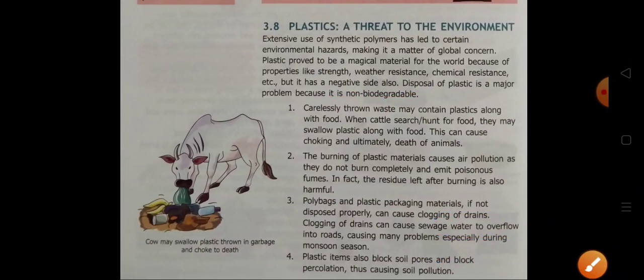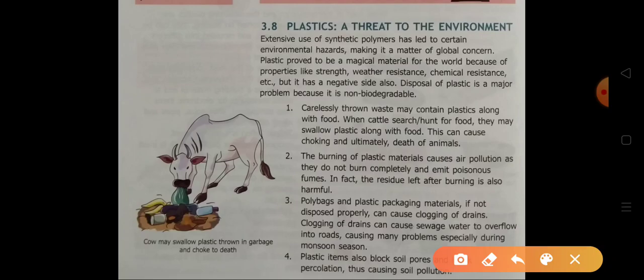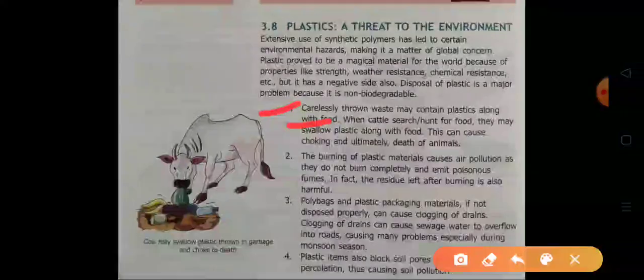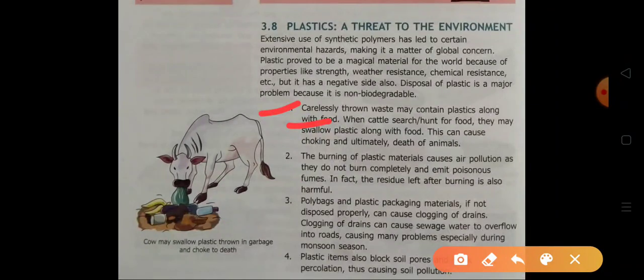Plastic is carelessly thrown away with food, and animals eat the food along with the plastic and the death of the animal occurs. When we burn plastic material, air pollution occurs. When polybags and plastic packaging materials are not disposed of properly, they enter the sewage and block the sewage or drainage system.